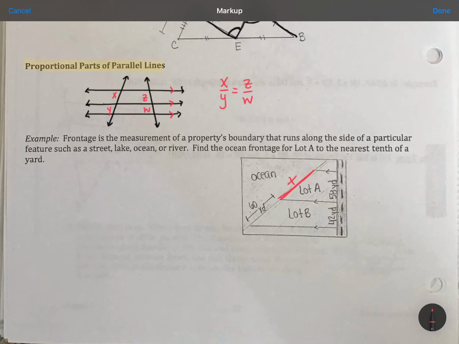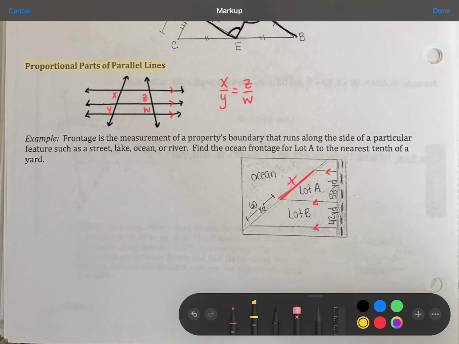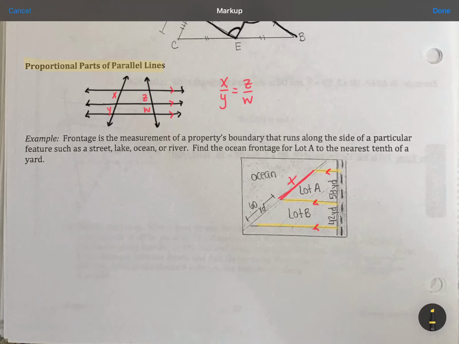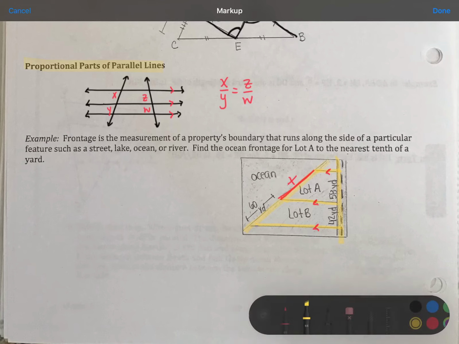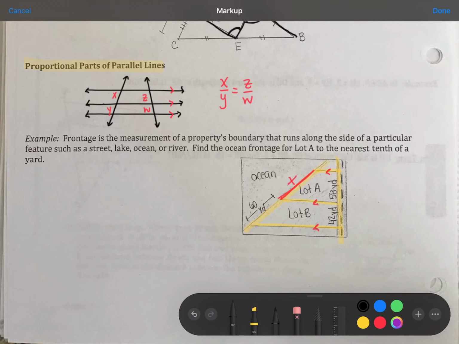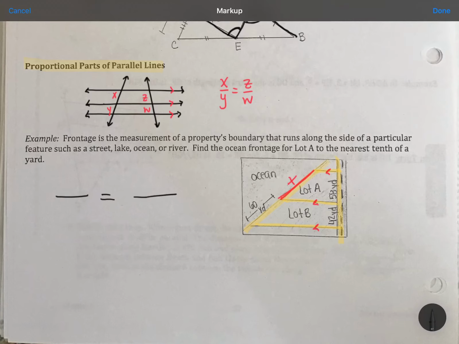And if you notice, I have these parallel markings. So that tells me that these are parallel, and I have my transversal and my other transversal. So this is proportional parts of parallel lines that we just talked about. Of course it is because it's in that section. So I can set up a proportion. I need to know the frontage for lot A. I know the frontage for lot B is 60. And then I've got 58 yards for lot A, 42 yards for lot B against the road.